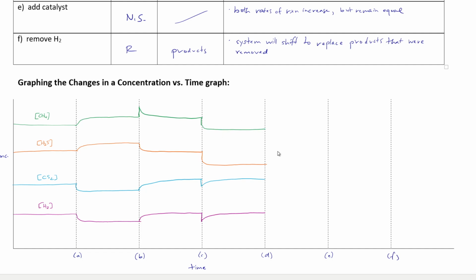Now, in both D and E, there was no shift. So this is fairly easy to represent on the graph. If there's no shift, then there's no change. It's just a straight line. Okay, same over here.